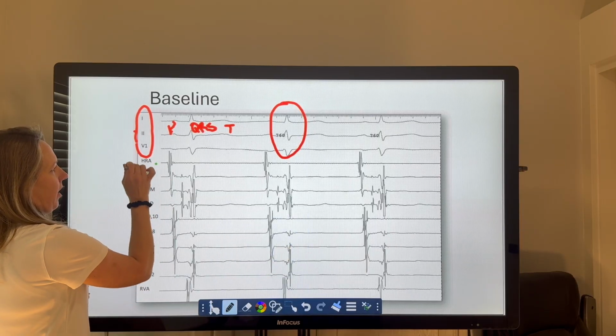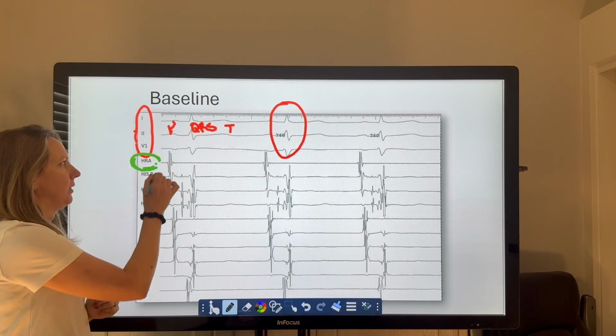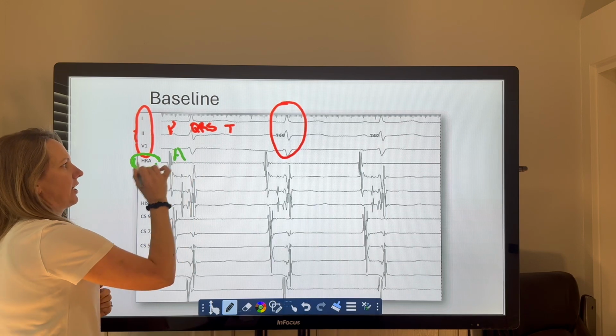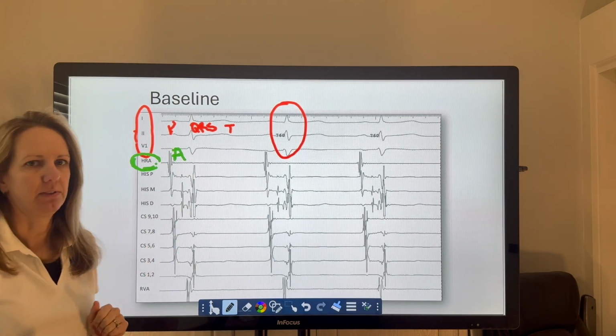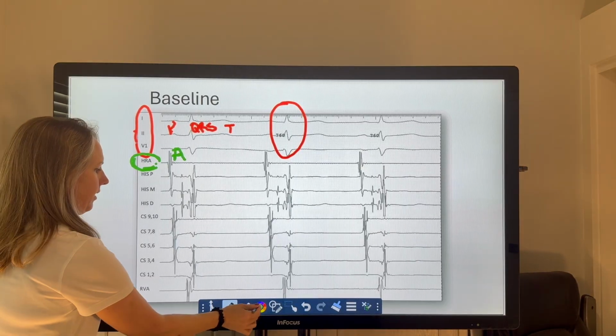we have our HRA catheter. So this just shows an A, and that's going to line up underneath the P wave. Okay.